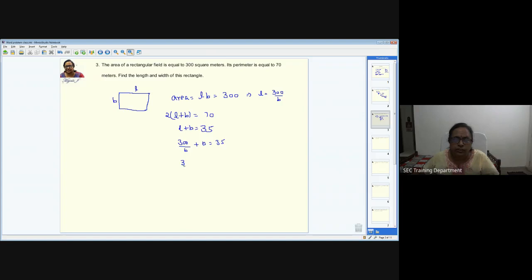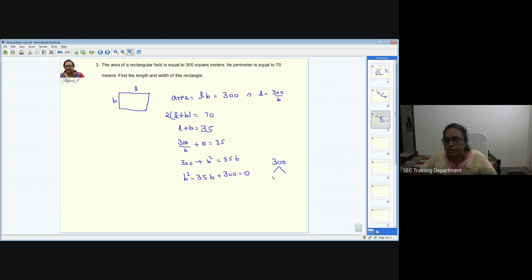Solve this. So multiply throughout by B: 300 plus B square equals 35B. When you bring this to the other side, it becomes a quadratic equation. So this is B square minus 35B plus 300 equal to 0. In the quadratic equation, we have seen how to solve this one. This 300, you take it, and the product of these two should be 300. This term is nothing but the product of two terms, and this 35 is the sum of the two terms. So this 35 should be the sum of the two factors, whatever you're going to take now.